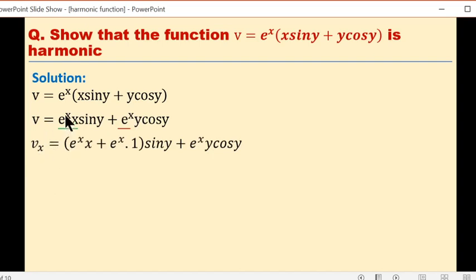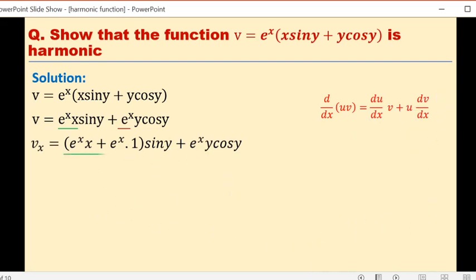So vx equals, here in the product rule, first we write the derivative of e raised to x, that is e raised to x into x as it is, plus second, e raised to x as it is into the derivative of x, which is 1. Okay, so this is the derivative of e raised to x into x, and sin y remains as it is, plus second, the derivative of e raised to x is e raised to x, and y cos y as it is. Okay, so we have used this product rule: derivative with respect to x of u into v is derivative of u with respect to x into v as it is, plus second, u as it is into derivative of v with respect to x.